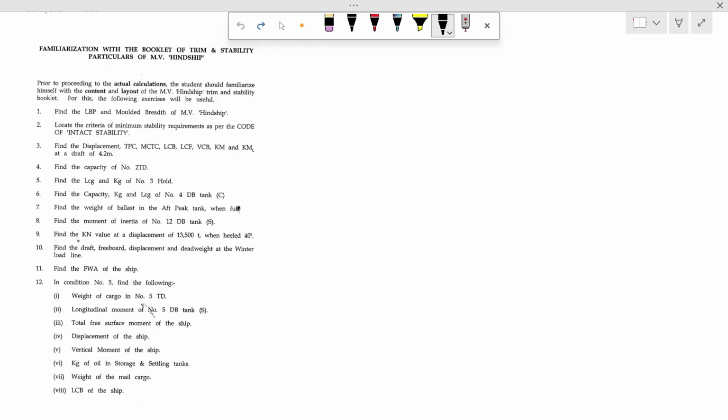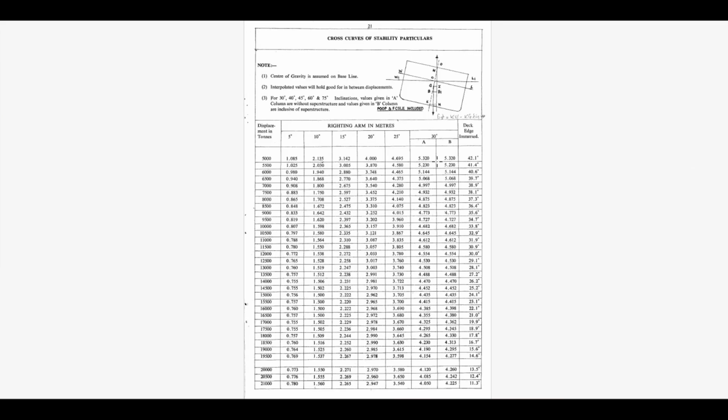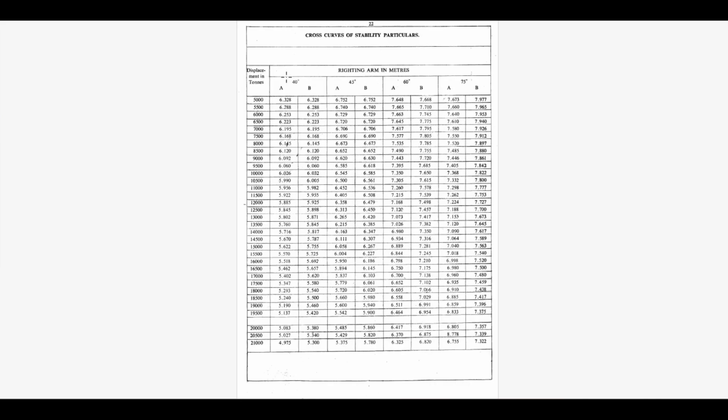Next question, find the Kn value at a displacement of 13,500 tons when heel is 40 degrees. For Kn value, go to the next page. Now here they have given the Kn values, but we want for 40 degrees. So go to the next page. Here this is the column for 40 degrees, and we want for displacement, that is 13,500 tons. So the displacement is given here in this column, and 13,500 tons is given here. And for that, the value of Kn is 5.845 meters.